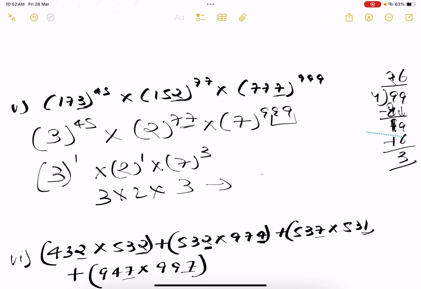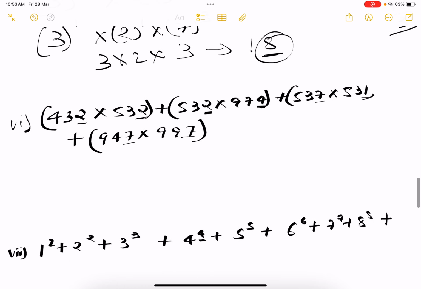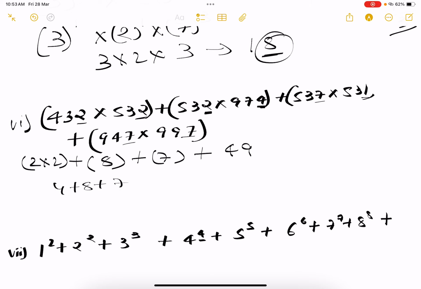So this is 3 to the 9, into 2 is 18, and your unit would be 8. Similarly, for this number, what we do is we just multiply the unit 2 into 2, then plus 4 into 2 is 8, plus 7, plus 9. Okay, now 4 plus 8 plus 7, only we are concerned with unit, plus 9. So we write 12 plus 16. So we add these, so we get 8.